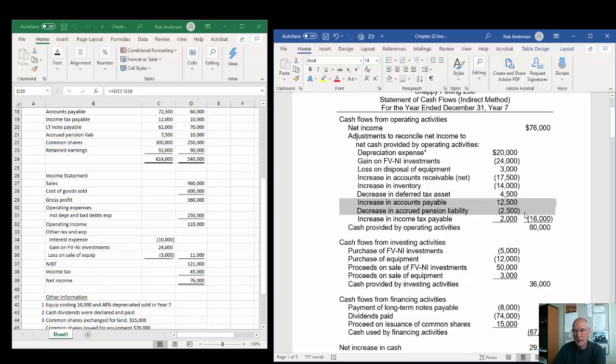And same idea, we decreased our pension liability. So we owed a certain amount of money, we added our expense, and then we paid even more to make that liability go down. And very similarly, increase in income tax payable. You owe the government more money than at the start of the year. So whatever your expense was, you didn't pay it all in cash, right? So those are the things that should be fairly simple for you, and we have covered in other videos.